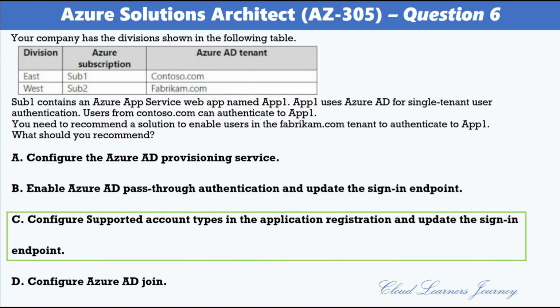And the correct option is C. Configure supported account types in the application registration and update the sign-in endpoint. You can configure an app to be either single tenant or multi-tenant during app registration in Azure. Ensure the zero trust principle of least privilege access so that your app can only request permissions it needs.